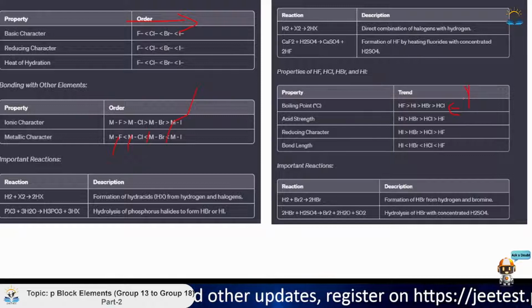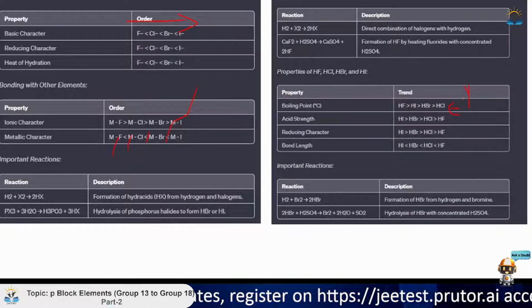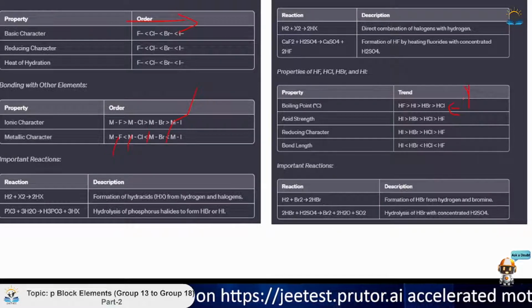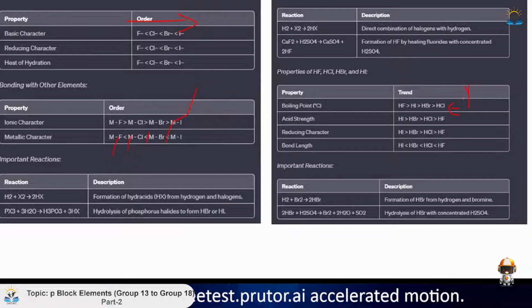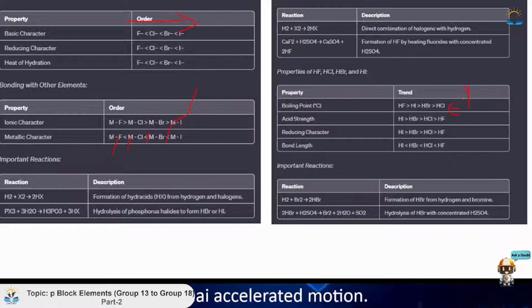Similarly, the bond length follows the other way around, right? And basically, we have HBr. HBr is also a very important acid. We all know that we have used HBr profoundly in organic chemistry, particularly in Markovnikov and anti-Markovnikov additions.